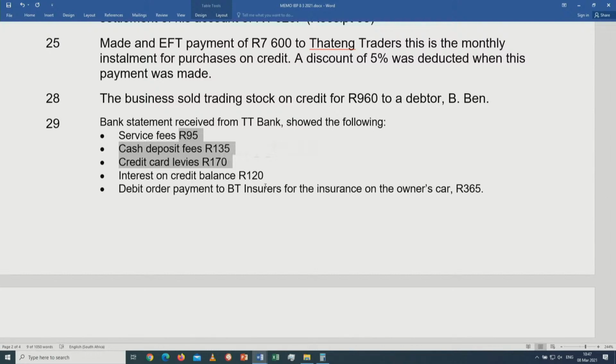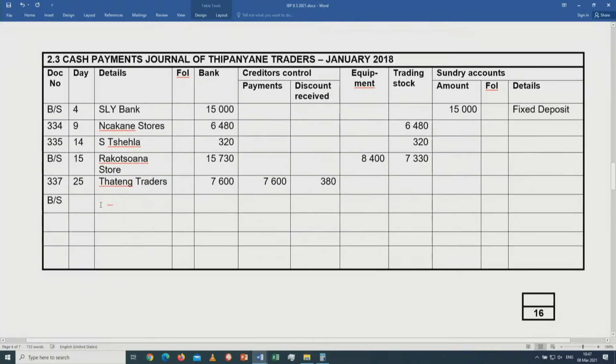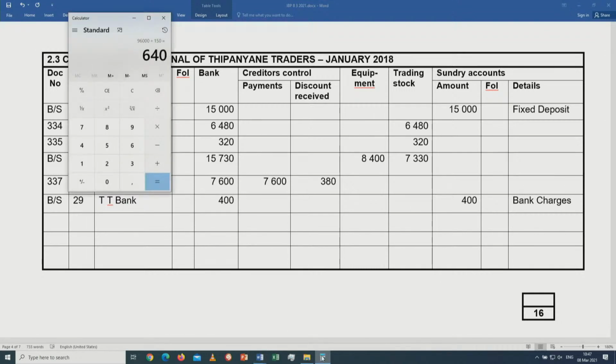So let's move to our cash payment journal. Our cash payment journal will look like this. We are on receipts now. Let's go to our payments. Our cash payment will look like this. On the 29th, we have TT Bank. The 400, where does 400 come from? Let me quickly do it again. I said it's 95 Rand for the service fees, plus 135 for the deposit fee, plus 170 for the credit card. Then when you add everything together, it goes to 400. And what is this 400 for? It's for the bank charges.